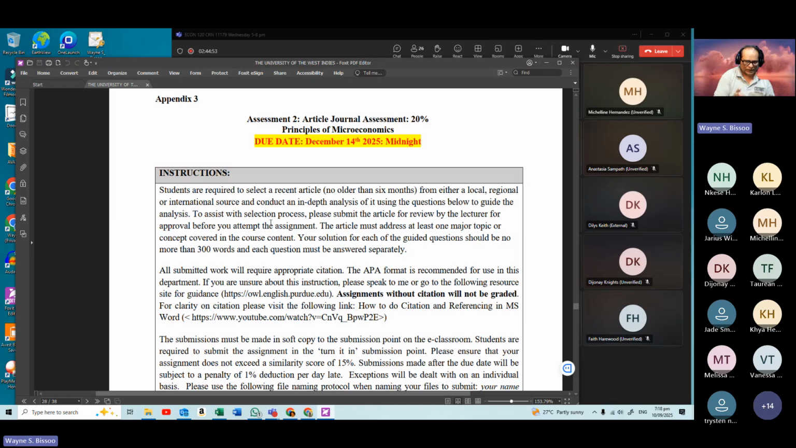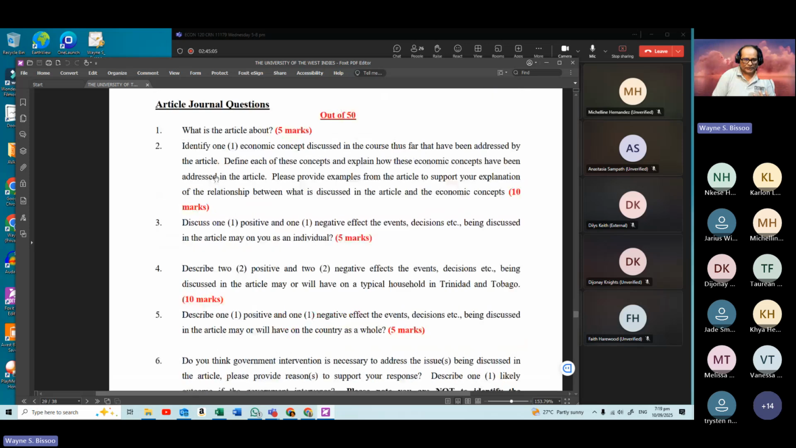So there are two aspects to this articles journal. One, find the article, get it approved by me. Once I approve it, then you could go about doing the analysis, utilizing this here. Again, you have to have full citation for all of this, including the article that you're utilizing, because a copy of the article has to be attached to your journal, so you'll know which one you're doing. Either the link to it or the full article, you can attach it to the document that you're putting in. All right? Any questions on this?